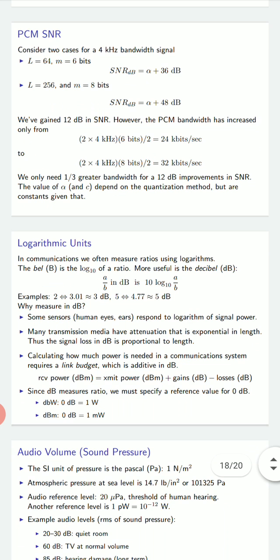So here we have gained 12 dB in SNR, where PCM bandwidth has increased. You can take 2 into that frequency 4 kilohertz into 6 bits per sample, equal to 48 kilobits per second. If you solve this, you will get, we only need 1 by 3 greater bandwidth for 12 dB improvement in SNR. We will see remaining things in the next session. Thank you.